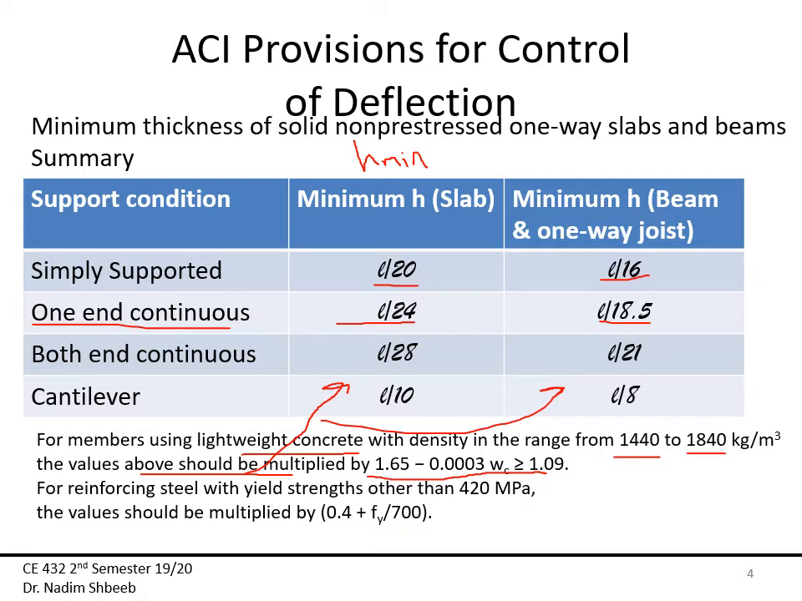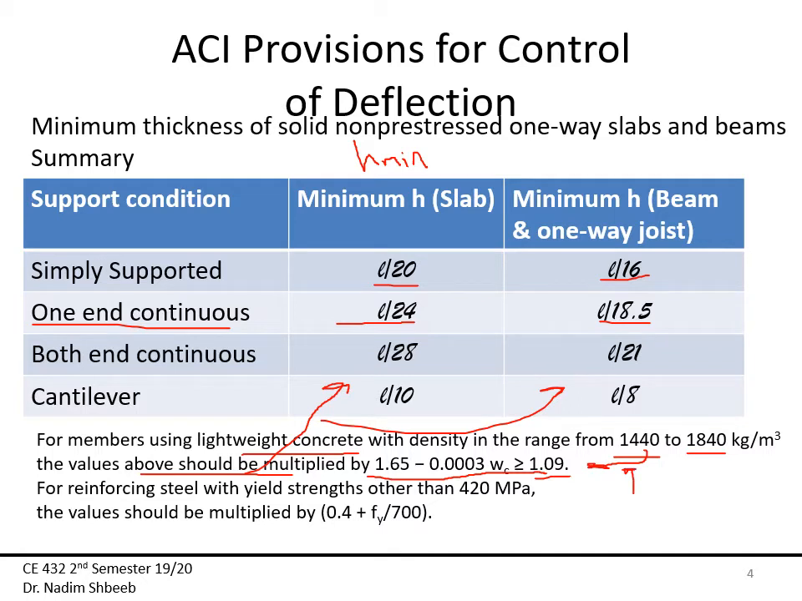So let's say I have a density of 1,440, then I take this number and plug this into the equation and see what that factor is. So let's assume it's less than 1.09. Then now my new H minimum would be L over 20 times 1.09. Okay, so that takes care of the density of concrete. So if we have normal density, then you don't need to do any of this.